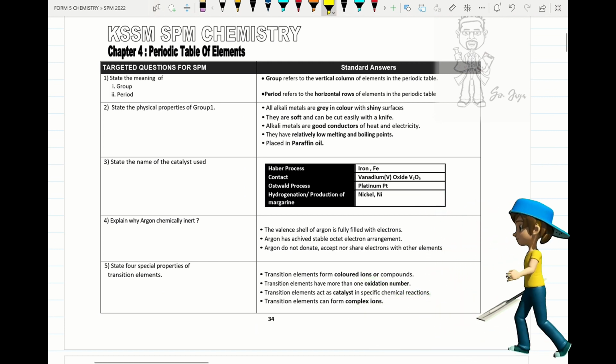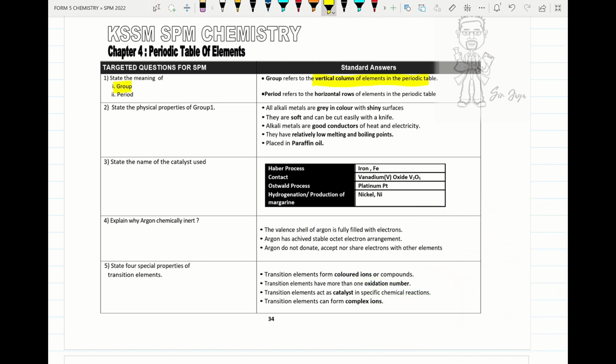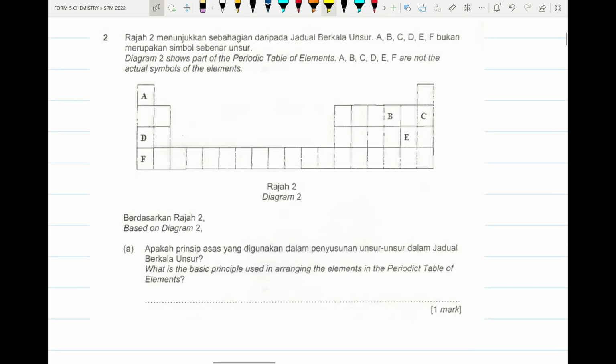So in this second slot, we're going to discuss chapter 4 periodic table and chapter 5 chemical bonding. Remember, group refers to the vertical column of elements in the periodic table and period refers to the horizontal row of elements in the periodic table. We try to do this question. So please check what is the basic principle of arranging elements in the periodic table.